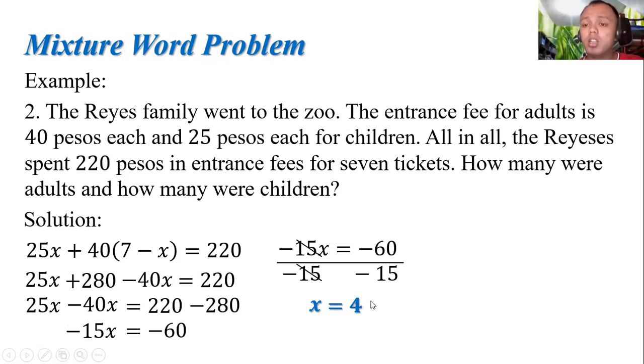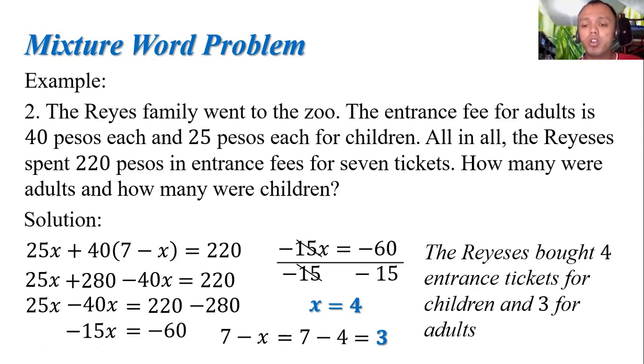That is 4. Meaning, kung 4 yung x natin and that is the representation for the number of children, ibig sabihin, 4 yung bata doon. While in adult naman, no, from 7 minus x, subtract natin yung 4. 7 minus 4, we have 3. So 3 adults na meron doon. Okay? The Reyeses bought 4 entrance tickets for children and 3 for adults.